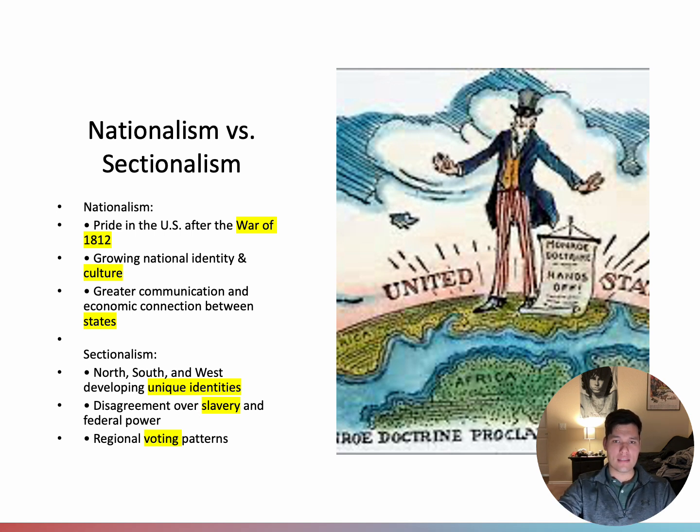If you break it down, you see section. This describes the North, South, and the West, as they had pretty different identities. Major disagreements over slavery and federal power led to regional tensions, which we've also been talking about a lot in this class. We'll also see that voting patterns were increasingly divided during this time. So that's the difference between the two. It's very important to know that as well. But for that, let's go on.